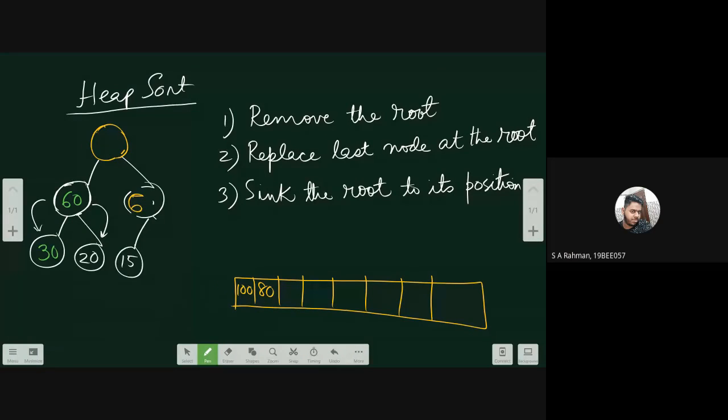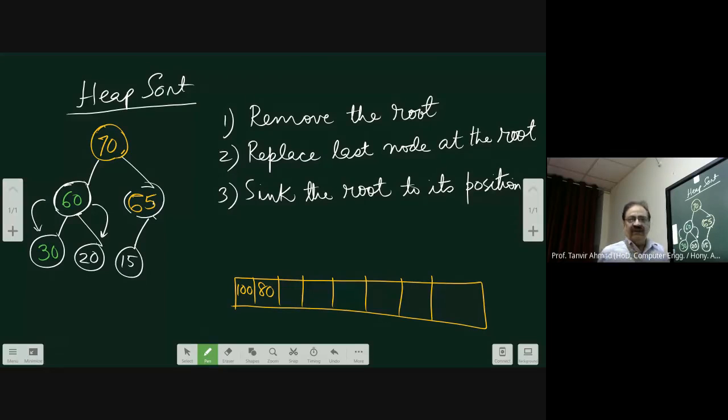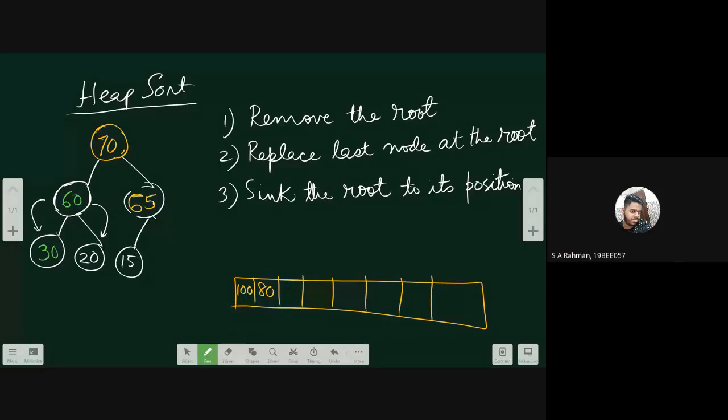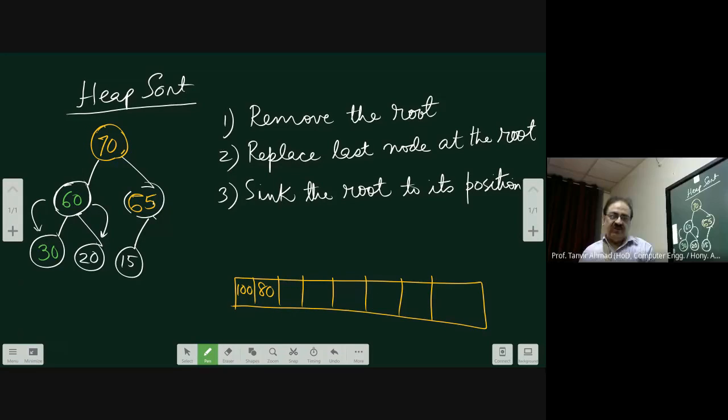Sir, why not this time we remove 30? If you remove 30, it will not become a binary search tree. Sorry, it will. Sir, then we again replace the last node, and then we can again sync the root. Sorry, it will not be a complete binary tree, because in a complete binary tree, the nodes must be pushed to the maximum left. Therefore, you have to only remove the.